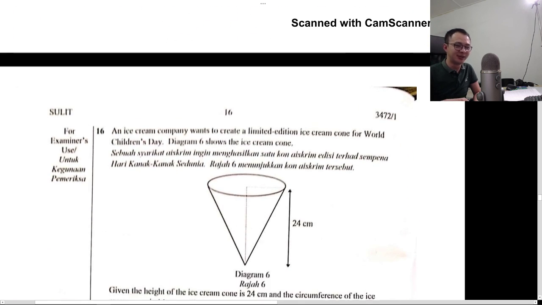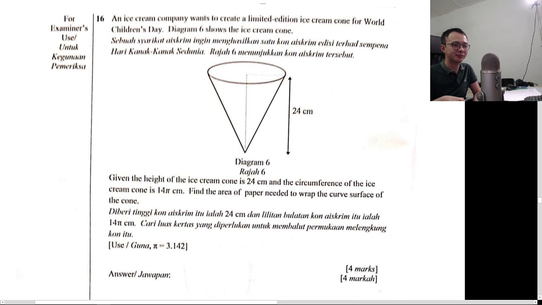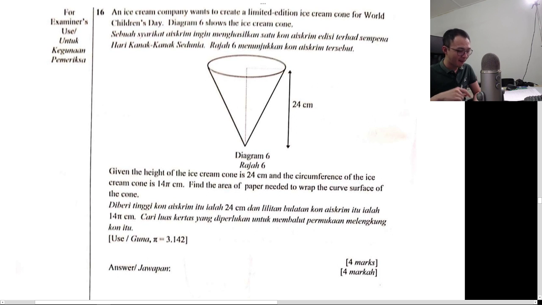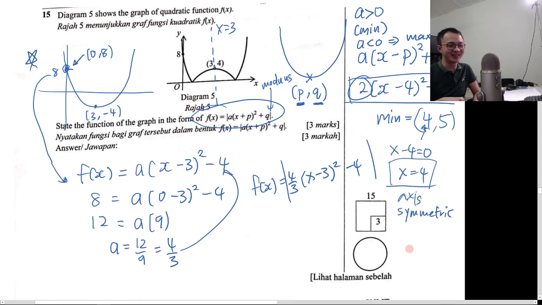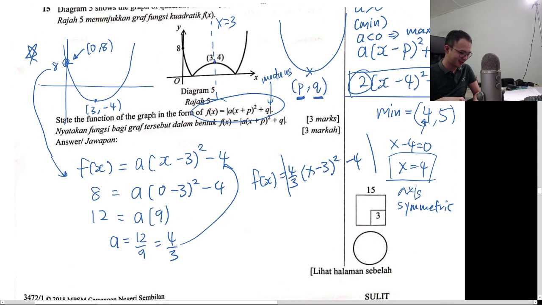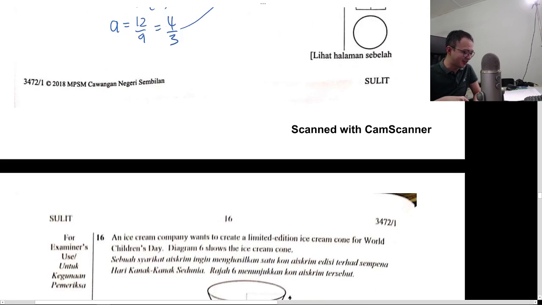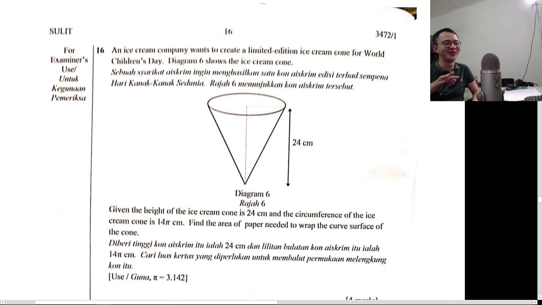Alright, so I'm going to move on to number 6. Alright, so 16. In this case, my x equals 3. Is it my axis of symmetry? Yes. Okay, I will try to go a bit slow, otherwise this live streaming is going to be very long.